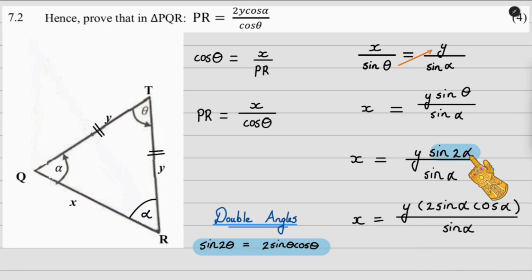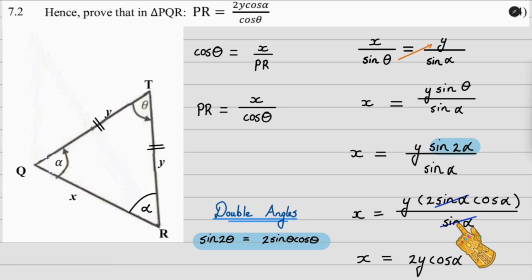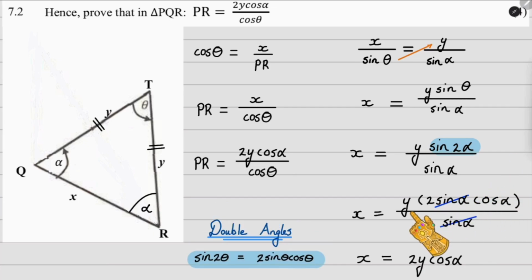We changed that sine of 2 alpha into 2 sine alpha cos alpha using this double angle formula that is on your formula sheet. And now we have a 1 term over 1 term, so we can cancel the sine of alpha and this sine of alpha. They get out of here. After we cancel these sines, then 2 times y is just 2y, and we glue that cos alpha on there. And now finally we can change this x to 2y cos of alpha. And we have finally proved what they asked us to prove.